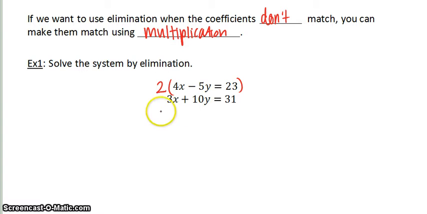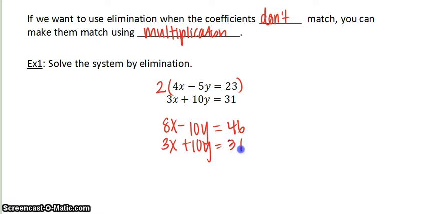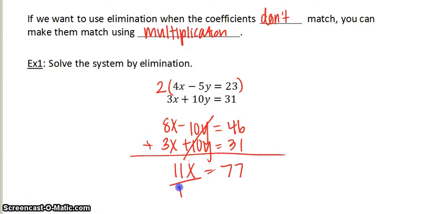So I'm going to rewrite the system, and I'm going to have 8x minus 10y equals 46. And then I'm just going to rewrite the other one underneath it: 3x plus 10y equals 31. Now I can just add them together, and the y terms cancel, so I get 11x equals 77. I divide by 11, so x equals 7. Okay, so I got x.